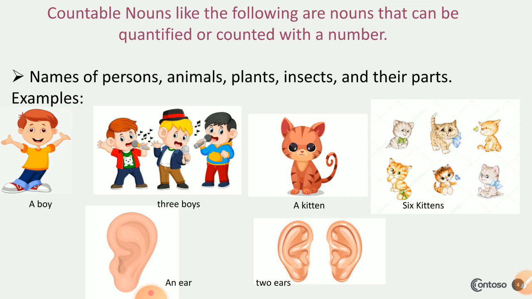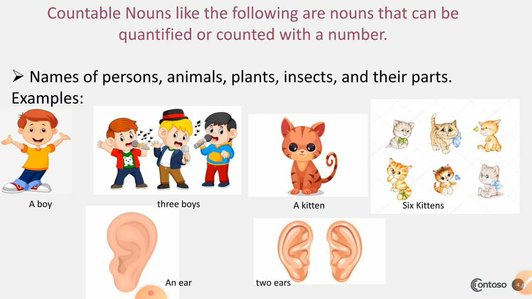Countable nouns like the following are nouns that can be quantified or counted with a number. You see, we can count the nouns here. And nouns which can be counted are called countable nouns. Names of persons, animals, plants, insects, and the parts. See the diagram given below.